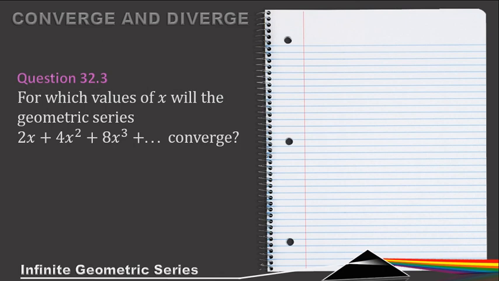Right, so for question 32.3, for which values of x will the geometric series 2x plus 4x squared plus 8x cubed converge? Alright, so converge means that the r value needs to fall between -1 and 1. And what is my r value? My r value is what I multiply with every time, which is 2x. And then we substitute it in. So -1 is less than 2x is less than 1. And divide everything by 2. Negative a half is less than x is less than a half, and that's it.